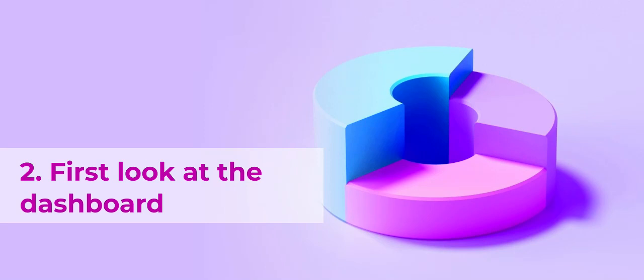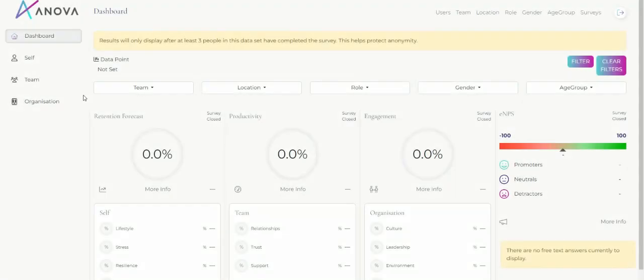First, look at the dashboard. When you successfully log in, you'll be presented with the main dashboard landing page. Let me show you around. The top section here has the data filters. These can be used to select data points and slice and dice the data to your heart's content.